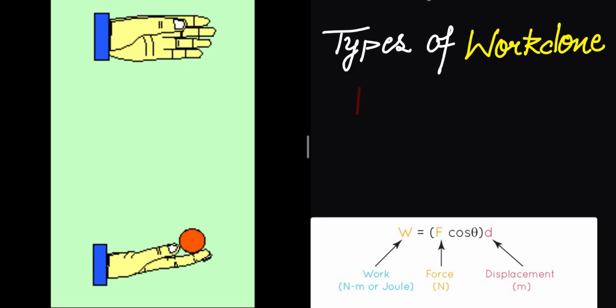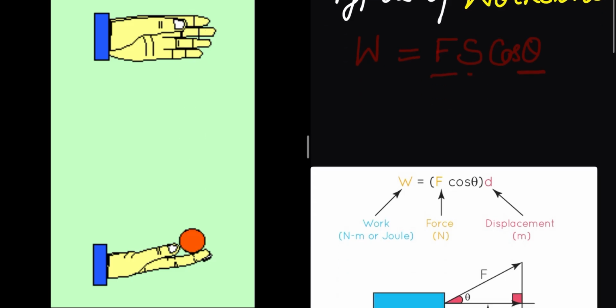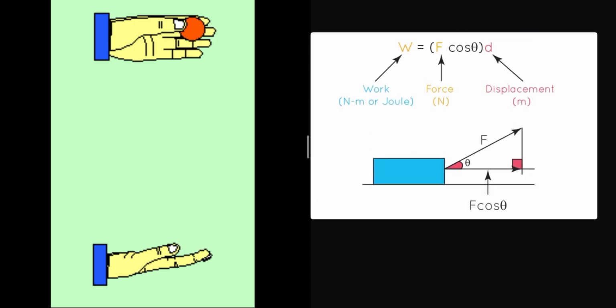So simply, what is the expression for work done? Work is nothing but force into displacement, F s cos theta. Now what is this theta here? Theta is the angle between the force and displacement. Look here, students. What is the expression for work done? Work done is equal to F cos theta into D.